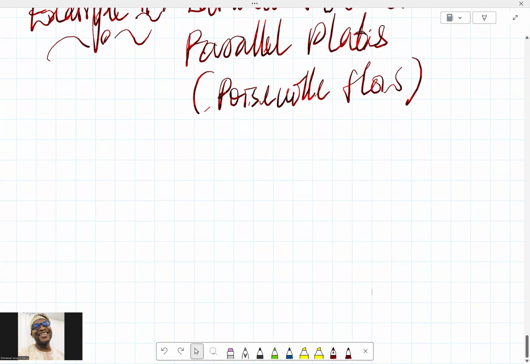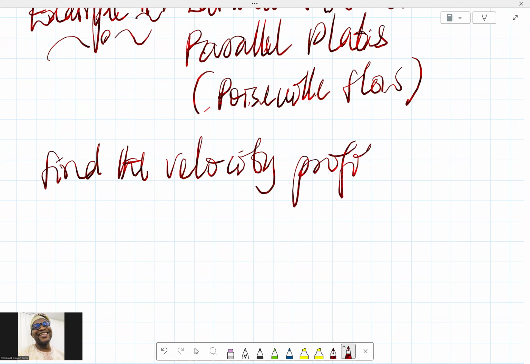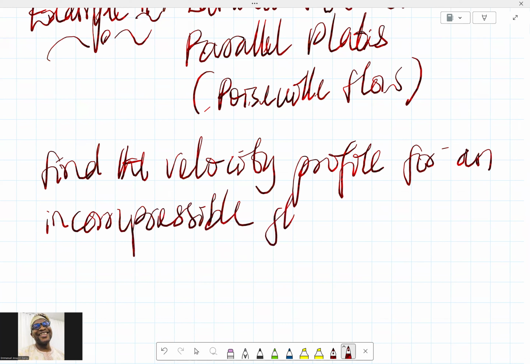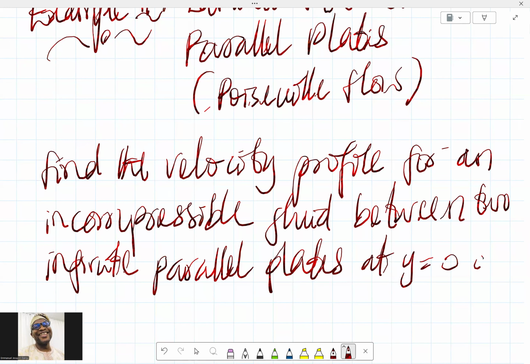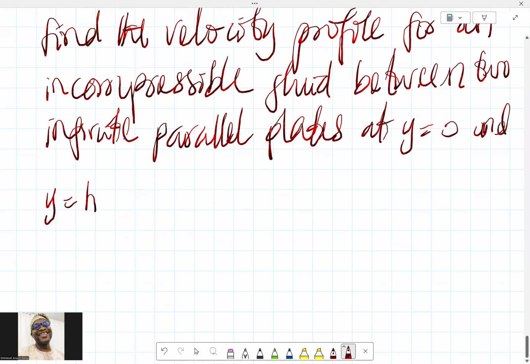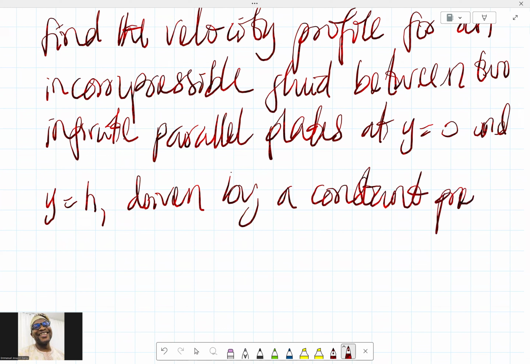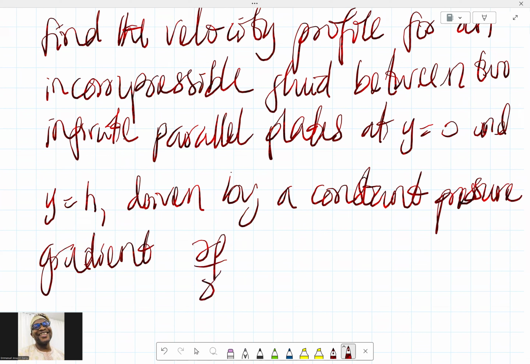The problem is such that we need to find the velocity profile for an incompressible fluid between two infinite parallel plates at y equals 0 and y equals h, that's from the beginning to the end, driven by a constant pressure gradient, partial p partial x equals minus G, where G is greater than 0.